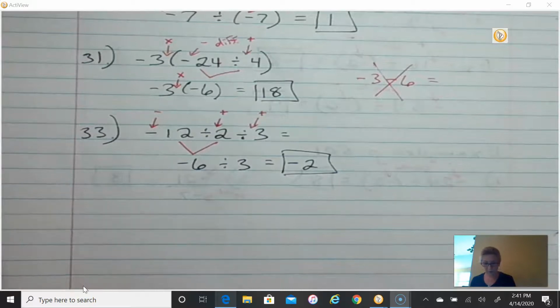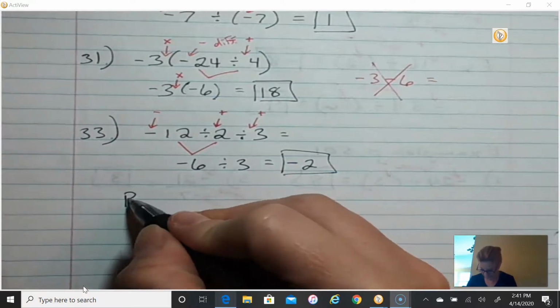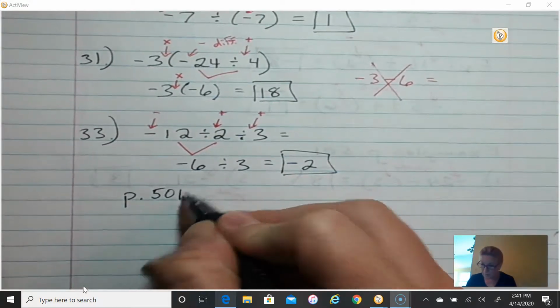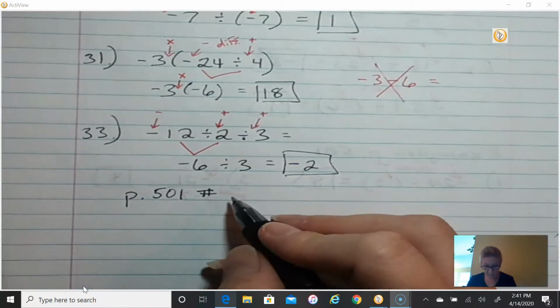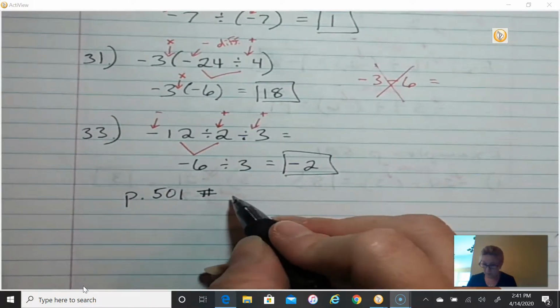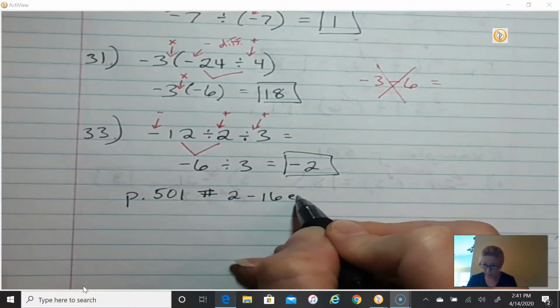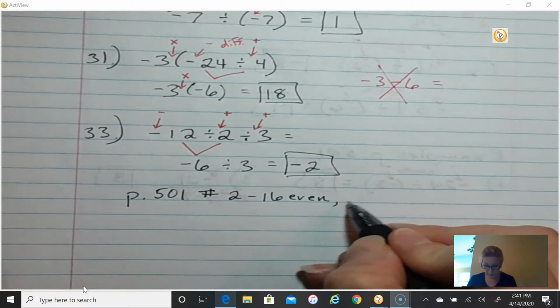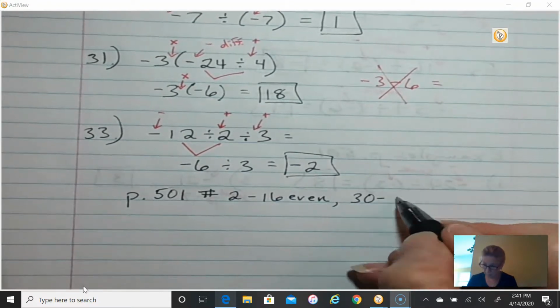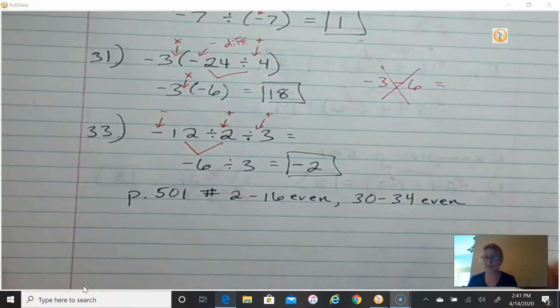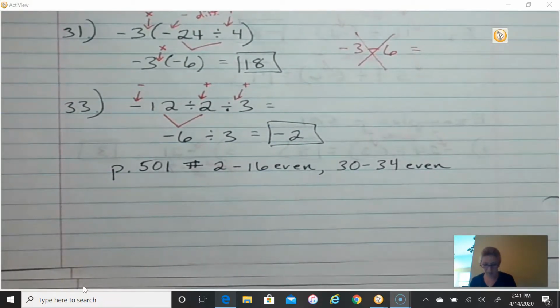All right, let's see here. You're going to do page 501, numbers 2 through 16 even, and 30, I'll be nice, 30 through 34 even. That's like 11 problems. I'll leave out the big ugly on B just because of distance learning. If you were in the classroom, you'd be doing all of B.